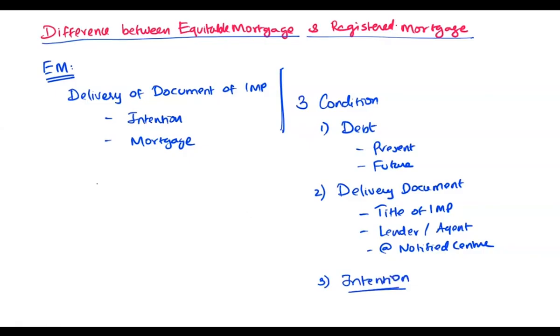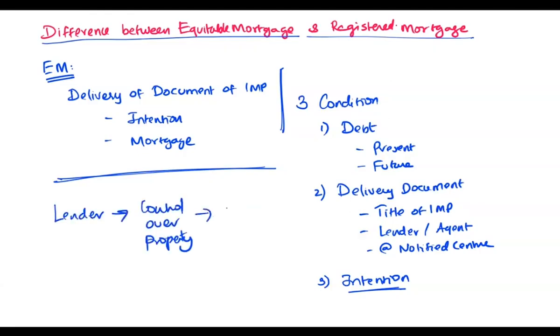So in the event of default, what can happen? In the event of default, the lender can take control over the property. They can enforce the sale of the property through auction mechanism. So that's about simple mortgage, otherwise called equitable mortgage. Then what is a registered mortgage? We'll go through that as well.